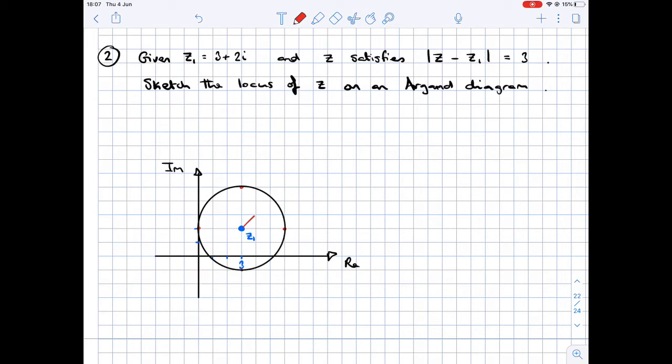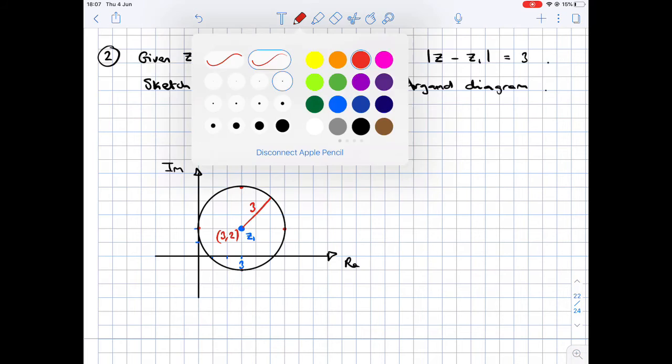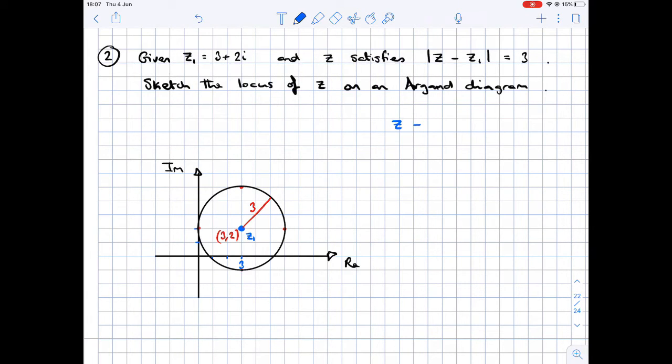And hopefully it's obvious from here that we have a circle of radius 3, and the centre has coordinates 3, 2. So if we look back up at z minus z1, the modulus of which is equal to 3, so modulus of z minus (3 plus 2i) equals 3. So from this we can see the radius is 3, the x value of the centre, 3, is the real part of z1, the y value of the centre is the imaginary part. Notice it must be written in this form.